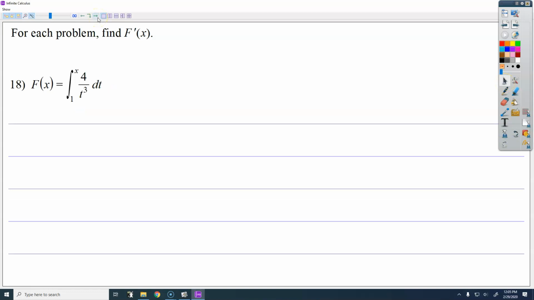Here's another one just like it. We have a number on the bottom and just an x on the top, so the derivative, according to the second fundamental theorem of calculus, will be this thing here, but with an x instead of a t.